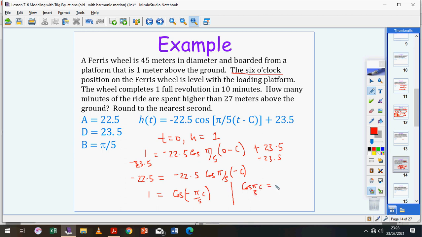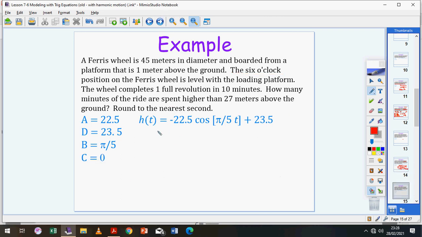Now I need to find the inverse cosine of 1. The inverse cosine of 1 is 0. So pi over 5 times C is equal to 0, which means that C is equal to 0. That's how we find that C is 0. We have found A, B, C, and D, so we can write our equation. After writing our equation, we can use that equation to solve for the question that was asked.